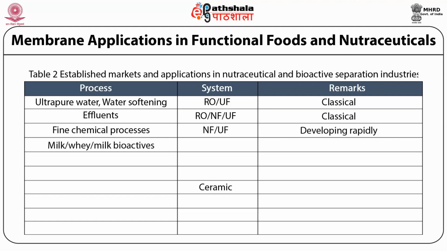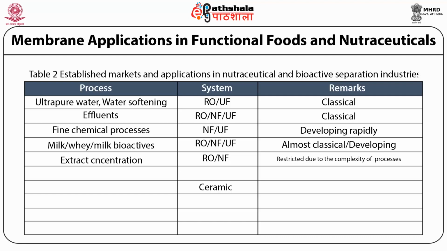Then milk whey and milk bioactives, in which RO, NF and UF are used, and these are almost classical, meaning developed, while some areas like milk based bioactive harvesting are still developing. For extract concentration, RO and NF are used, restricted due to the complexity of the process. For emulsion separation, UF and MF are used, classical but also expensive. For caustic recovery, ceramic membranes are normally used.